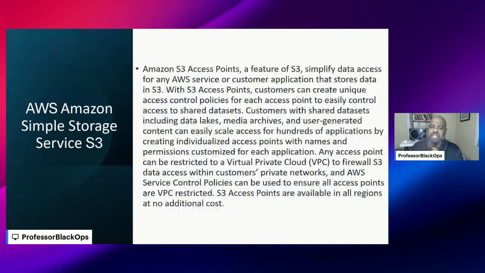S3 Access Points is a feature that simplifies data access for AWS customer applications that store data. With S3 Access Points, customers can create a unique access control policy for each access point to easily control the data. Customers with shared datasets, including data lakes, media archives, and user-generated content, can easily scale access for hundreds of applications by creating individual access points with names and permissions customized for each application.